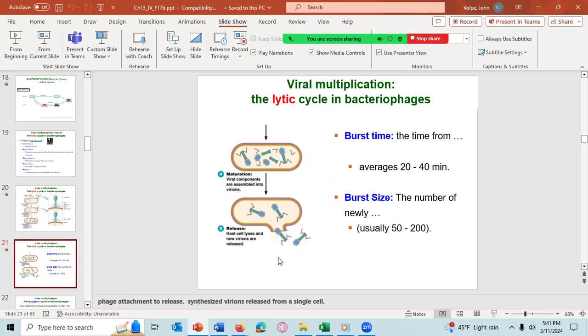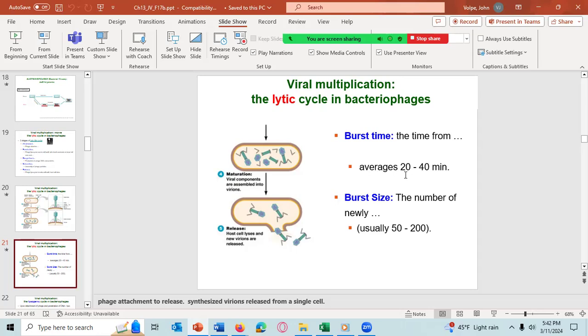All right, there are two terms you need to know in the lytic life cycle of a virus. A virus that undergoes the lytic life cycle has a burst time and a burst size. The burst time is the time from initial infection of the host cell till the time where the host cell bursts. For an average virus at an average temperature, it'll take 20 to 40 minutes, depending on the species of virus, as well as the temperature you're growing the virus and the host cell at. So it is temperature dependent as well as strain of the virus dependent.